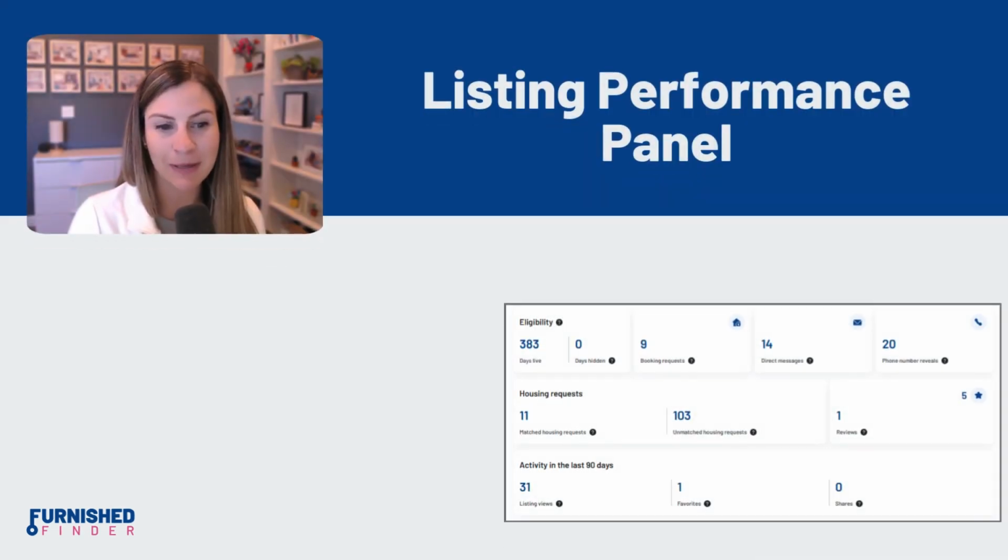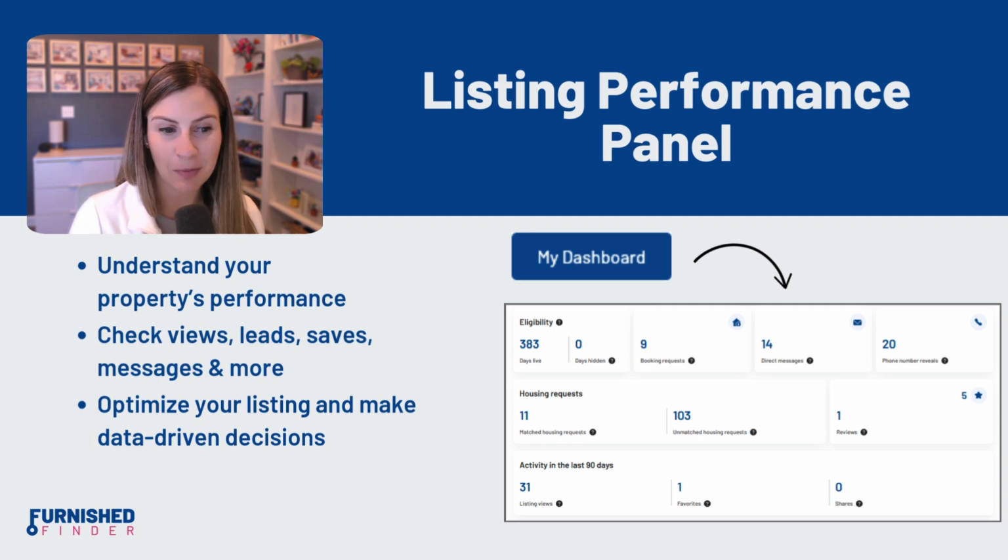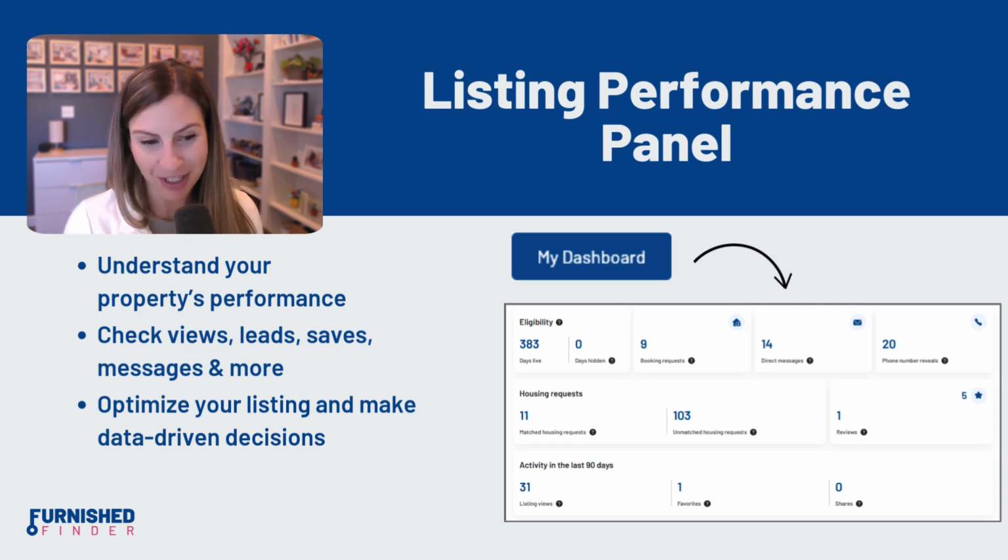The listing performance panel is a powerful tool for understanding how your property is performing. Check in regularly to track views, leads, saves, and messages. Are you looking to increase your bookings? Use these insights in this panel to optimize your listing and make data-driven decisions. I like to particularly check up on my listing performance panel as my tenants are reaching the end of their lease to make sure that activity is where I want it to be. Log into your Furnished Finder dashboard today and check your stats.